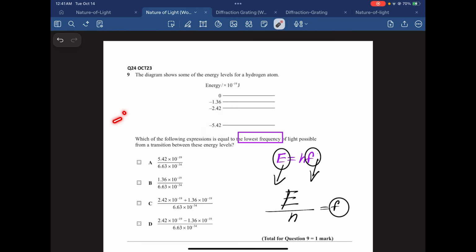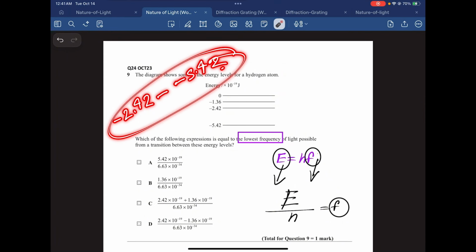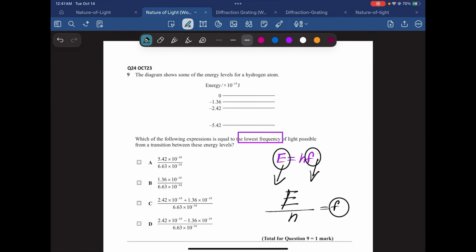So we can do minus 2.42 minus 5.42. This will give us a value of 3. There's a change in energy levels of 3 if it moves from this to this. It is going to give 3 into 10 to the power minus 19 joule.